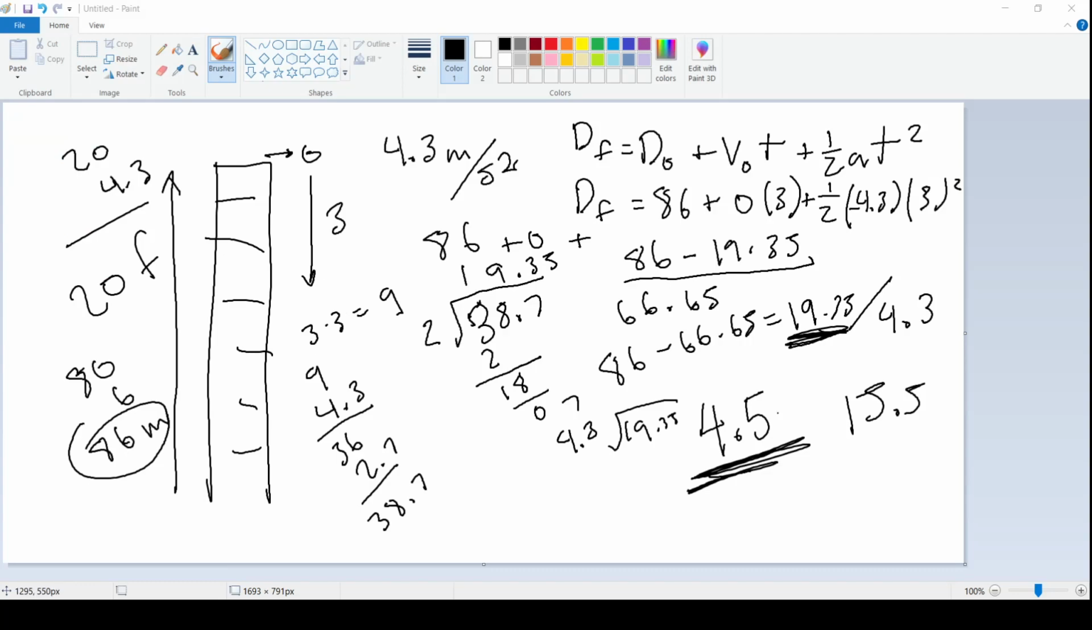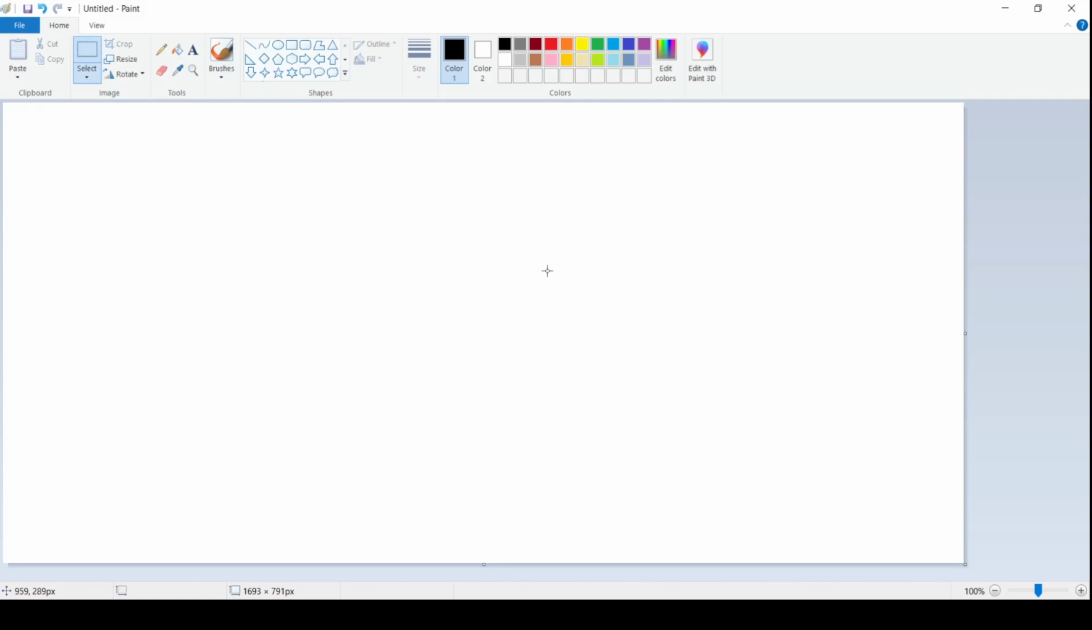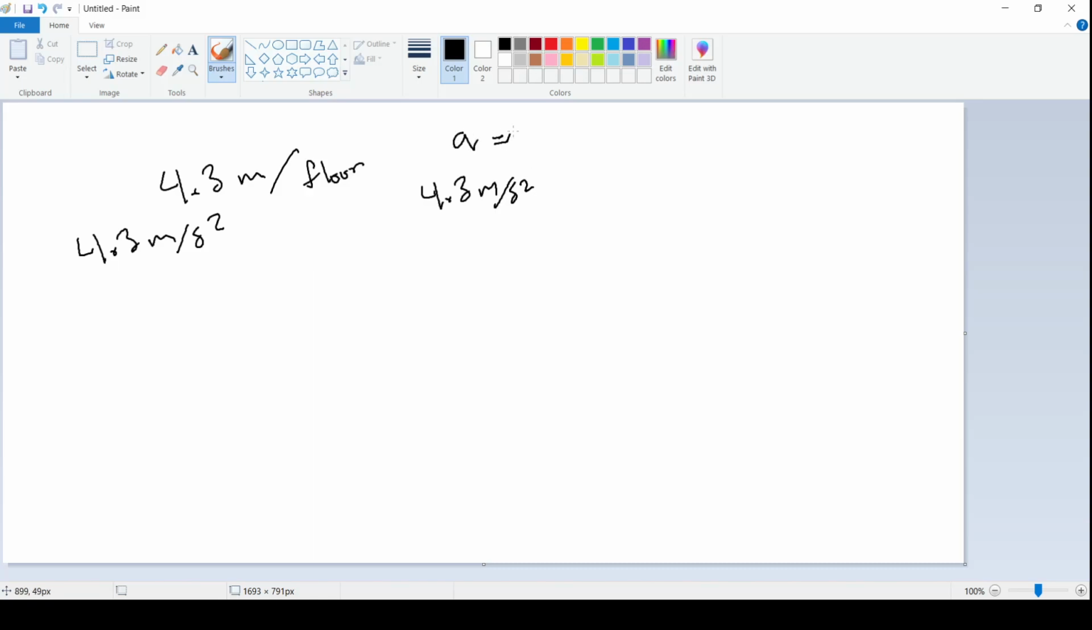Because you know what? You guys see all this math here? Control Alt Delete. You know why this is all wrong? Because apparently we don't even need that equation. Acceleration, which is 4.3 meters per second squared, equals v over t. Simple as that. So our velocity, or at least velocity final minus velocity initial in this case.